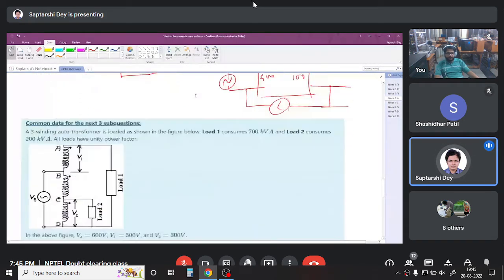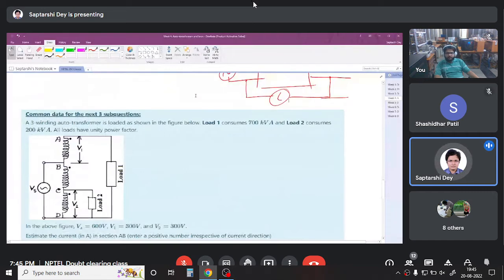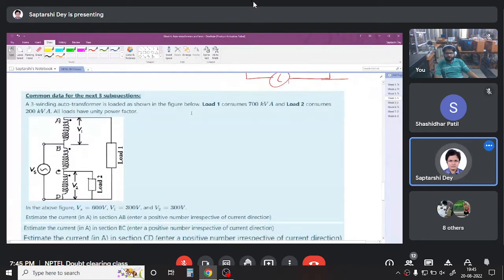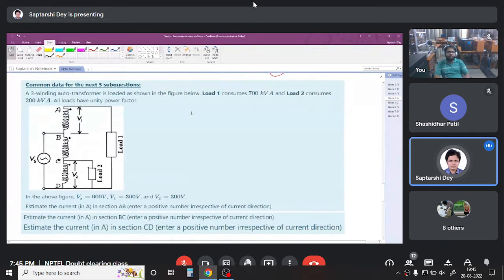Clear up to this? Anything else, or we will move to doubts? Problems. As many as we could do for today.